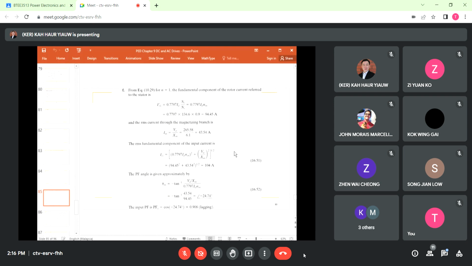The RMS fundamental component of the input current is given in equation 51 here, that gives the value of 104 A. The power factor angle is approximated by equation 52 here, and it is equal to minus 24.74 degree. Hence, the input power factor is equal to 0.908.